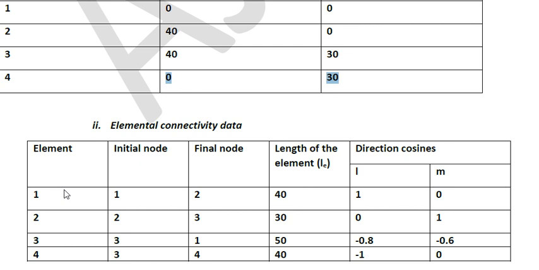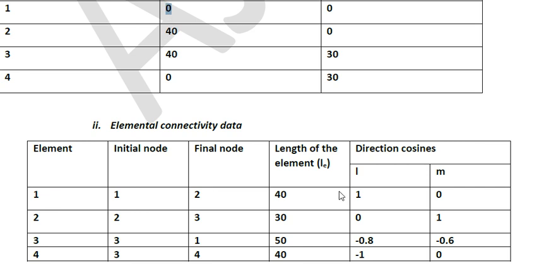Now, element connectivity data. This is very important. On the construction of this element connectivity data itself, the stiffness matrix, the calculation and the stresses depend. Let element 1 have initial node 1 and final node 2. The length of element 1 is 40, it is given there. Other lengths, if not given, can be calculated using Pythagoras theorem. Final node is 2, initial node is 1.